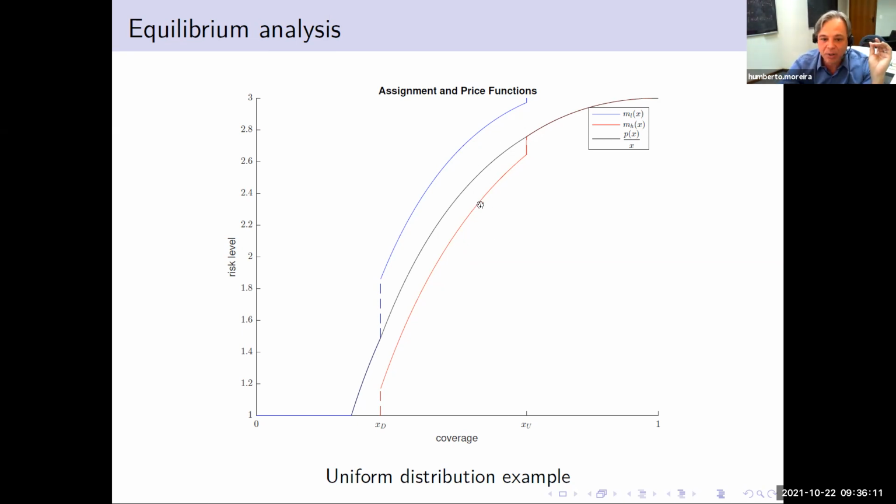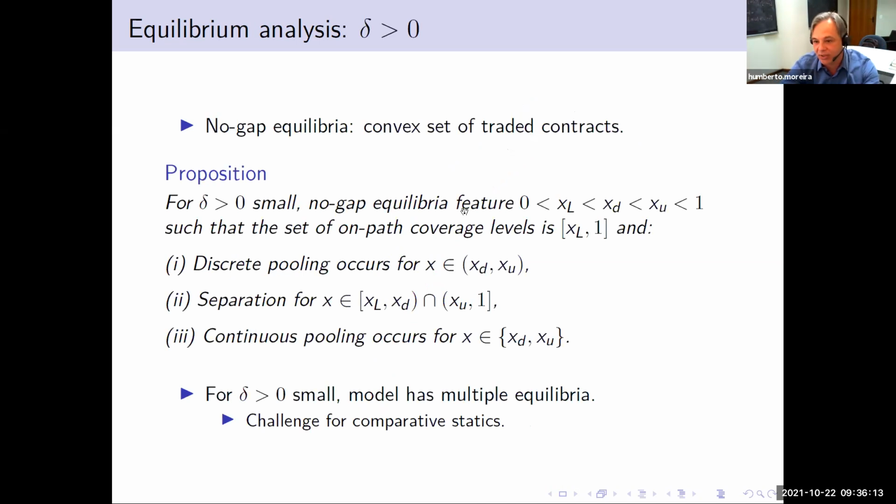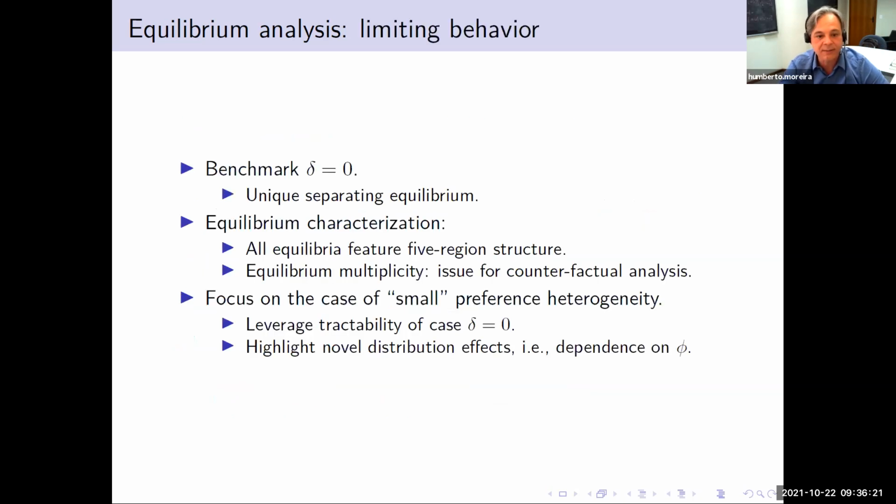The remaining part of the analysis, so this is the proposition that tells you exactly what is in the picture, which you can show more generally. The picture is just a numerical exercise. In terms of the analysis, you're going to deal with the limiting behavior. What I mean by that is I'm going to concentrate on delta equals 0, where I have a unique separating equilibrium, and I'm going to do the equilibrium characterization in this neighborhood of delta equals 0.